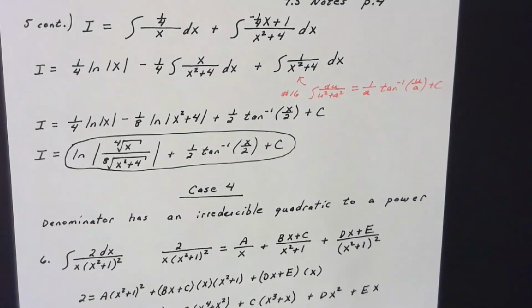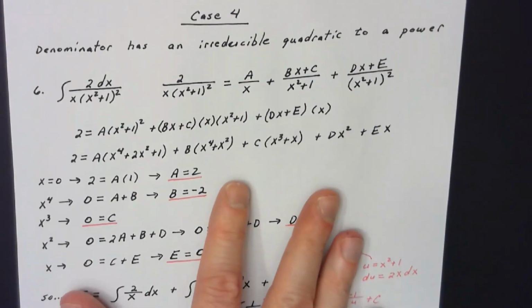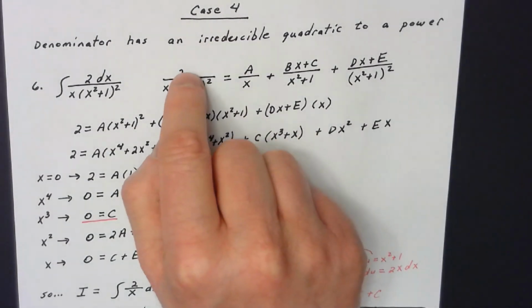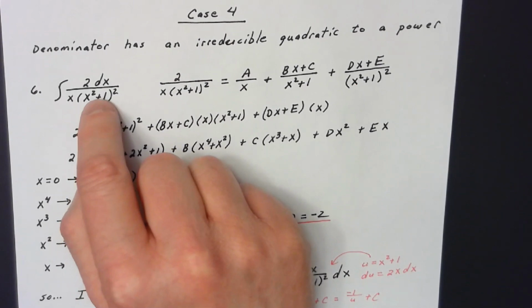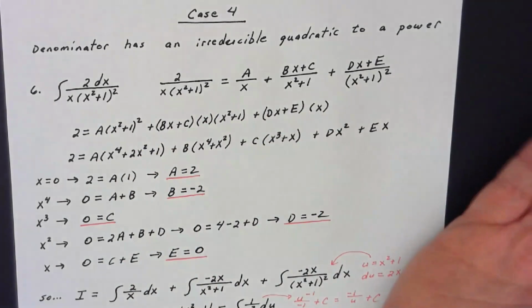Now, case 3 was when we had an irreducible quadratic. Case 4 is when we have that irreducible quadratic raised to a power. So notice my example for this one. I have the integral of 2 with respect to x over x times the irreducible quadratic, x squared plus 1, quantity squared. So I know that whenever I had powers on linear terms, you had to have a separate fraction for every power of that. It's the same case here, guys.